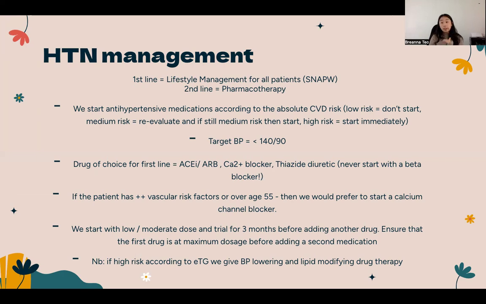Often we start with a very low dose of the first drug, and then we'll up titrate that before adding a second drug because of the risk of interactions, but also side effects that increase when adding another drug as well. And again, if they're high risk, according to the guidelines, we give blood pressure lowering as well as lipid modifying drug therapy at the same time.